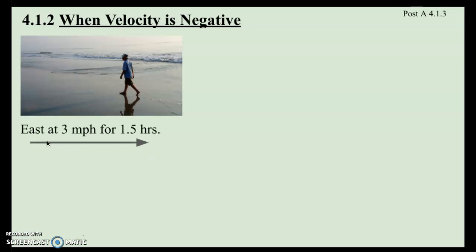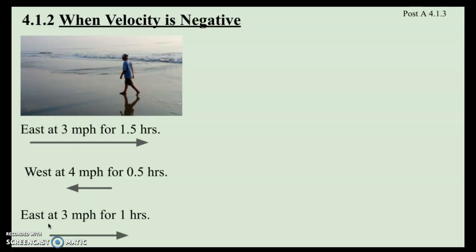So let's imagine right now that I'm going to walk to the east at 3 miles per hour for an hour and a half. That's a positive direction, so that means I have a positive velocity. But then I start turning around and I start walking west for a half an hour at 4 miles per hour. So that's going to be a negative velocity. And then finally I go ahead and I start going east again, 3 miles per hour for 1 hour.